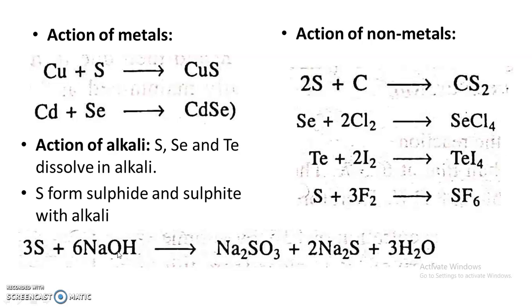So in this video we discussed the oxidation states of group 16 elements, and as I told you, oxygen shows -2 as a common oxidation state. Other elements, in addition to -2 or +2, show +4 and +6 oxidation states. Stability of the +6 oxidation state decreases down the group, and stability of the +4 oxidation state increases down the group. This is because of the inert pair effect.